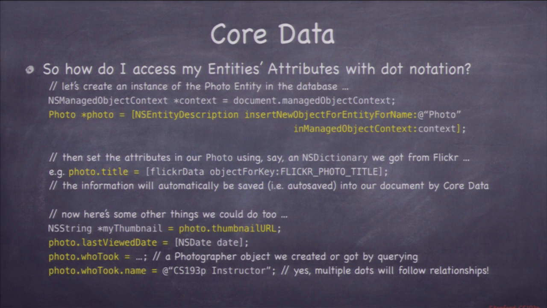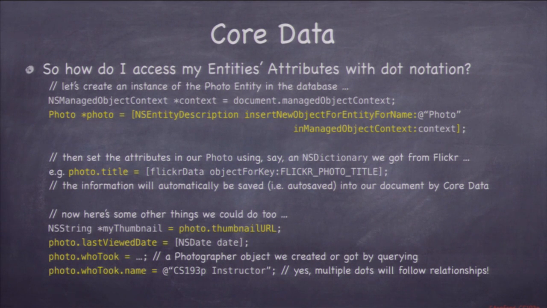Here's a whole bunch of other examples of what you would do. You can also obviously call the getter, so I could say NSString star myThumbnail equals photo.thumbnailURL. Okay, get that thumbnail URL out of there. Notice that you can't put URLs in the database. You have to put strings and convert them to URLs. I could say photo.lastViewDate equals [NSDate date]. Okay, the date method in NSDate gets the current date and time. I could set that as the photo's last viewed date. I can obviously do photo.whoTook equals some photographer object, but I can even say photo.whoTook.name equals the name of the photographer.